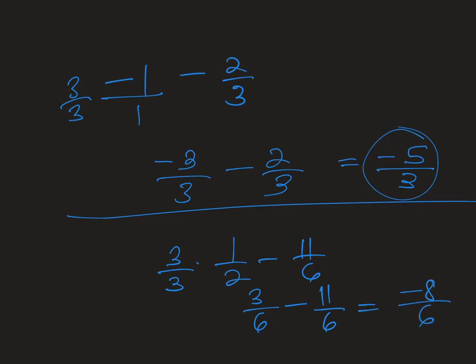That negative 8 over 6 can be simplified. We can divide both the numerator and denominator by 2, and we'll have that becoming negative 4 over 3. So that's how we will deal with a problem like number 66. Number 68.